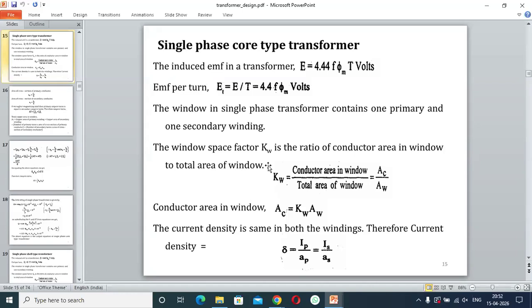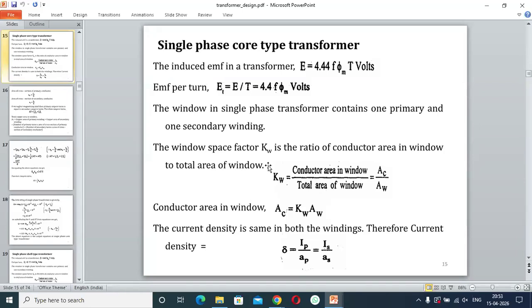So when we started there, we understood that first we calculate the EMF. In this EMF, we went through E is equal to 4.44 f phi m T volt. From there, ET comes as E upon T, and that comes as 4.44 f phi m volts.